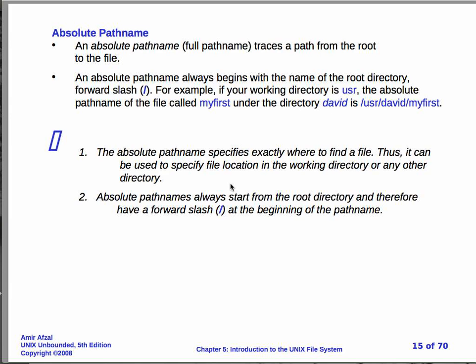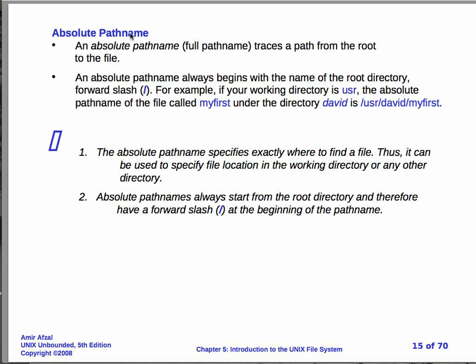We saw how you can use path names to refer to files that are not in your current working directory. It turns out there's two kinds of path names: absolute path names and relative path names. When in doubt, always use the absolute path name. The disadvantage is this can be very long. Okay, so let's take a look at absolute path names.